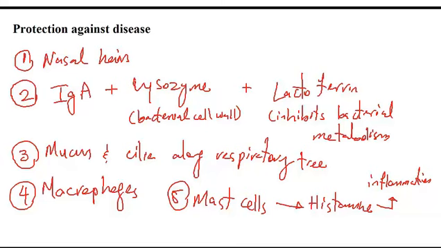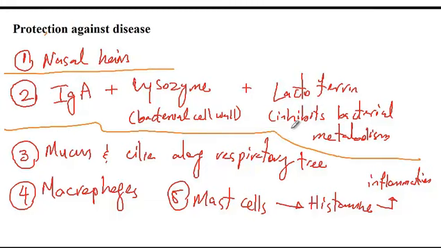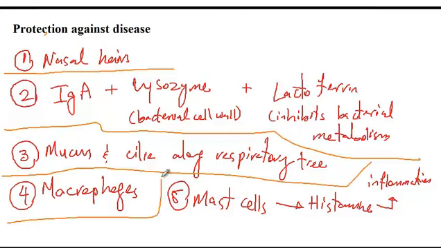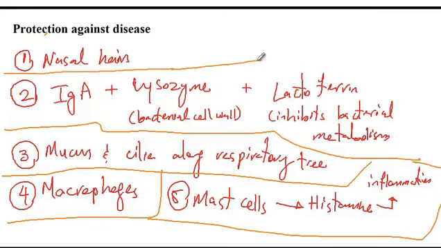All right? So different mechanisms of protection against disease: filtering air by our nasal hairs, antimicrobial components that are being secreted by the respiratory tract, mucus and cilia, macrophages, as well as mast cells for initiating an inflammatory reaction.